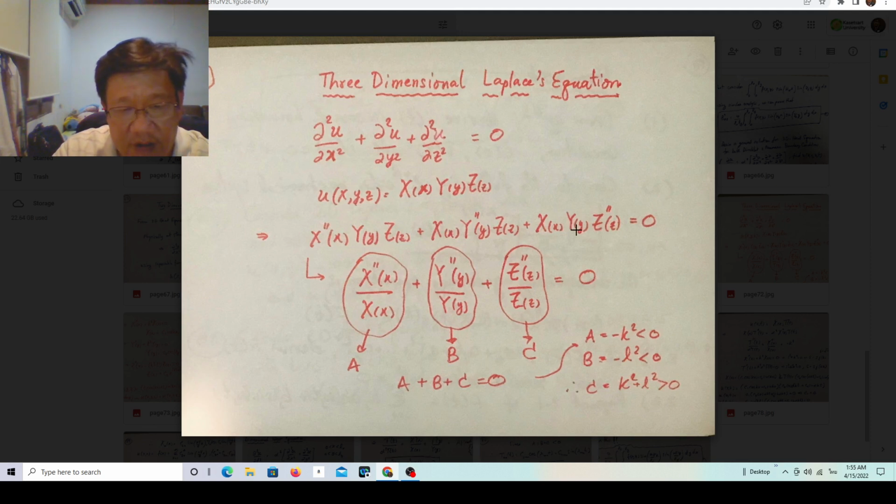If you apply this, you divide both sides by u of x, y, z. On the right hand side, zero divided by something is always zero. But on the left hand side, the first term becomes this, since Y and Z cancel each other, so the division leaves only the X function. The second term you also get here. The third term you get this because X and Y cancel each other.